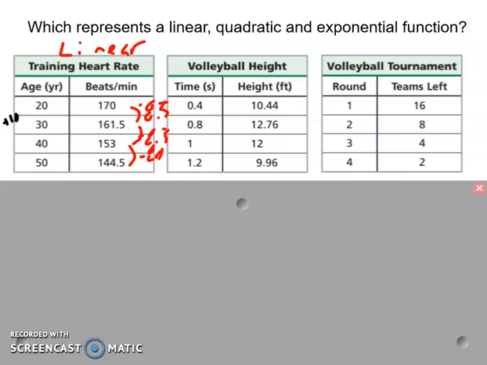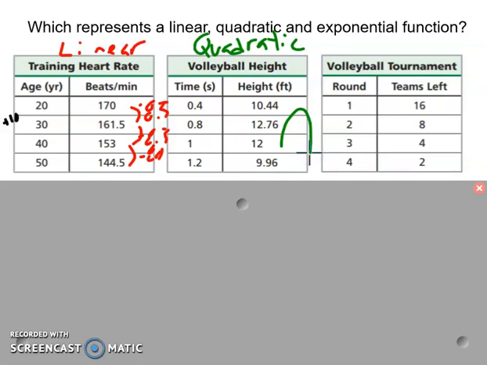So this is going to help me determine that this is going to be quadratic. It has that up and down shape, right? Or, well, I should really do it this way. It has the up and down shape like that. So we can establish that this is going to be quadratic.